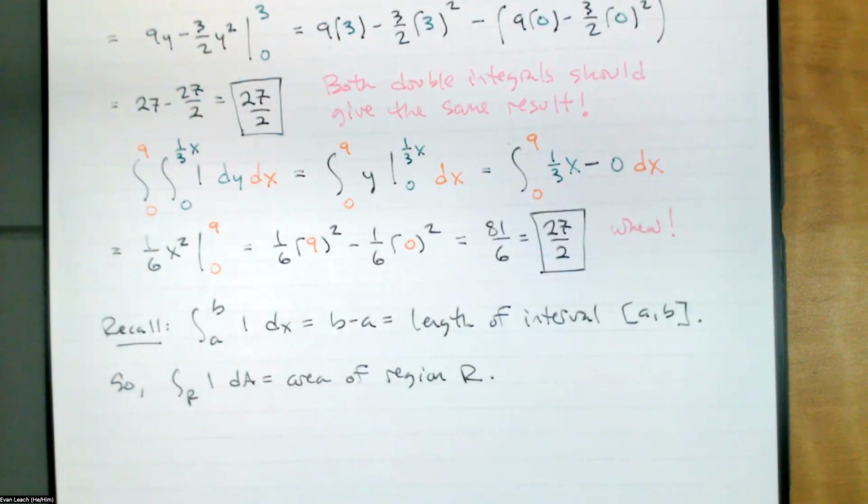The integral over R of the function 1 dA will tell you the area of the region R. Because if we take height times area and the height is 1, then that number, that volume with a height of 1, is going to be the same value as the area.